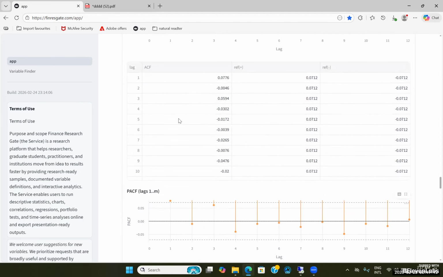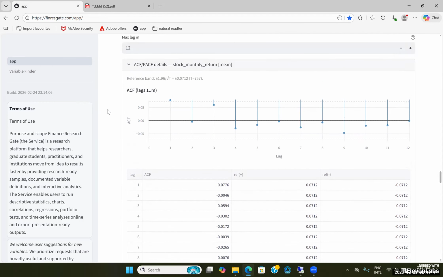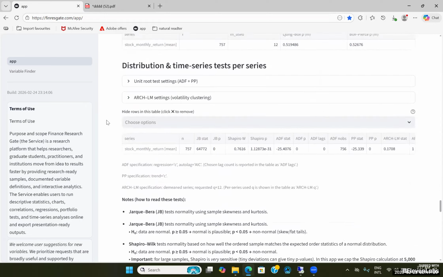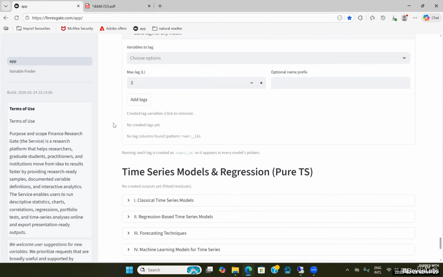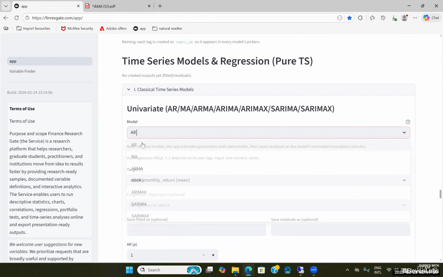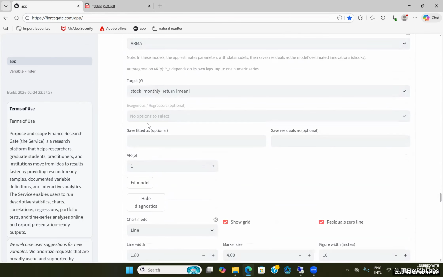However, for the purposes of illustrating this concept, we will employ an ARMA model, specifically one component for the autoregressive aspect and another for the moving average aspect. We are now turning our attention to the classical ARMA discussion.